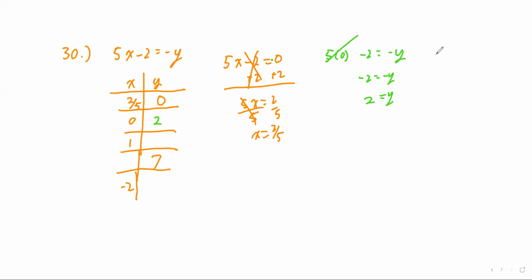We try the next one. So now this is going to be 5 times 1 minus 2 equals negative y. So this ends up being 5 minus 2 equals negative y. So this is 3 equals negative y. So if negative y equals 3, that means positive y must equal negative 3.